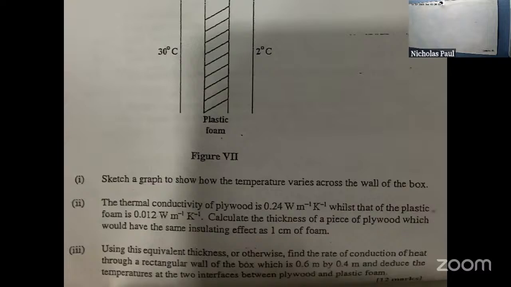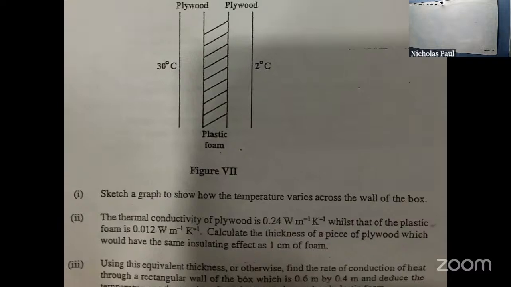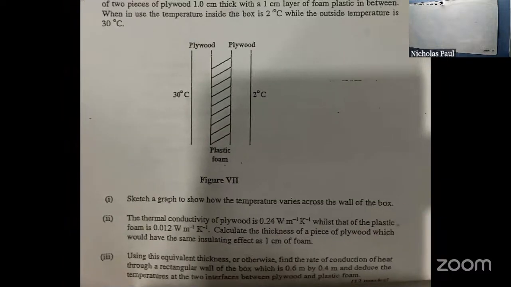Right, you're done with part one, right? So for part one, you have a graph. The graph has no negative parts. It starts at 30 degrees.